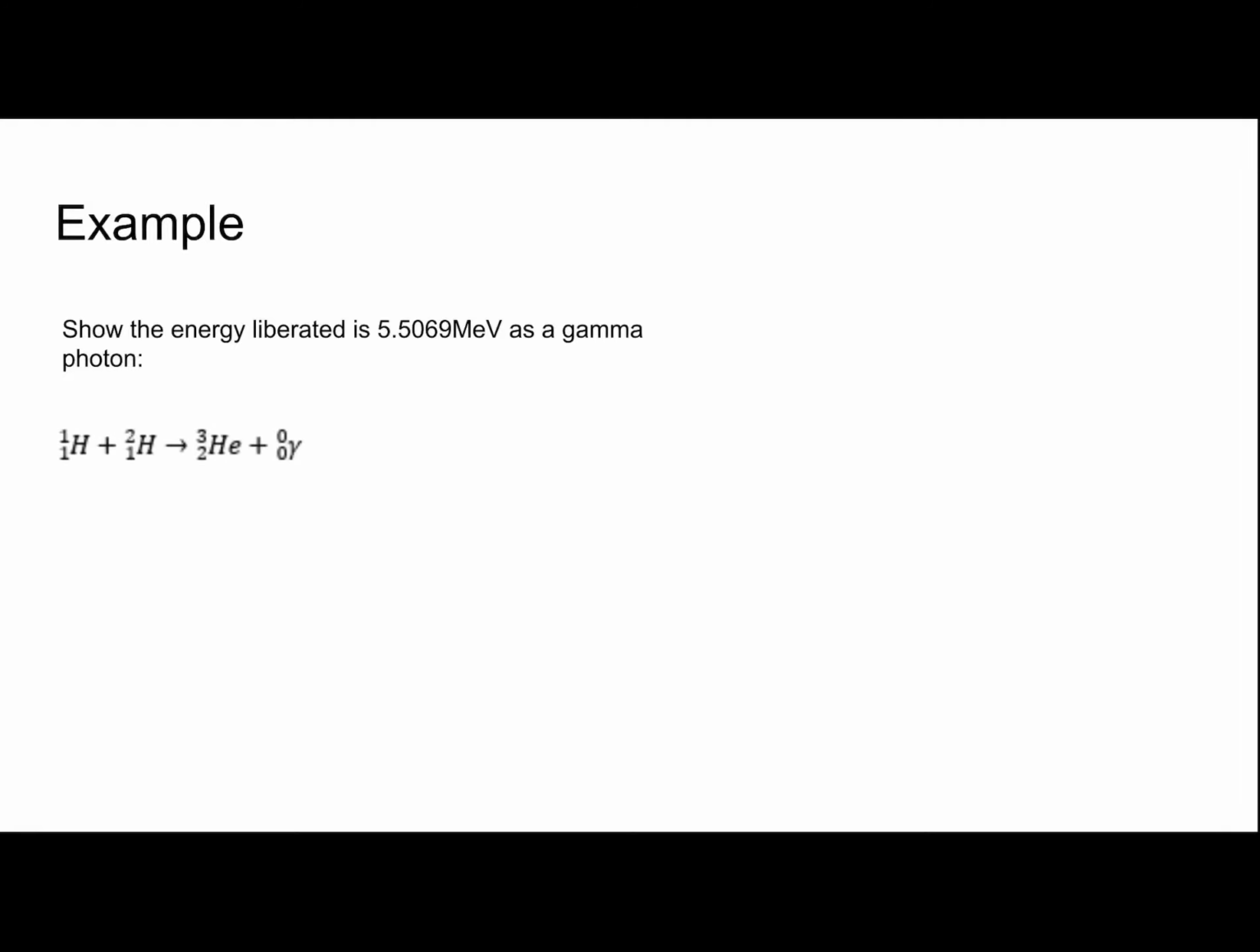We have our previous example, where we had hydrogen and deuterium, which becomes helium and a gamma photon, gamma radiation. So we want to show that the energy liberated is 5.5069 mega electron volts as a gamma photon.